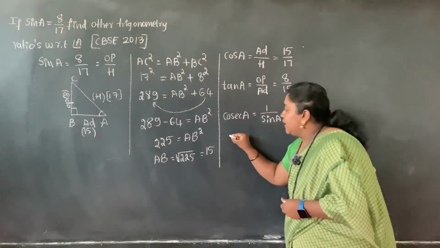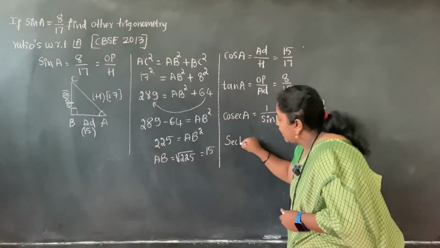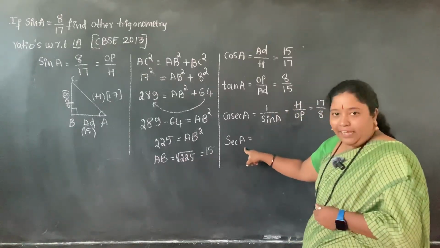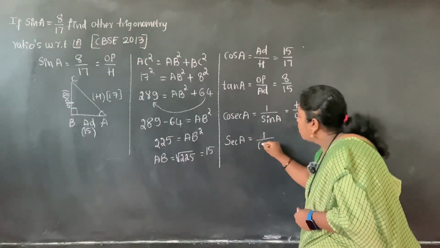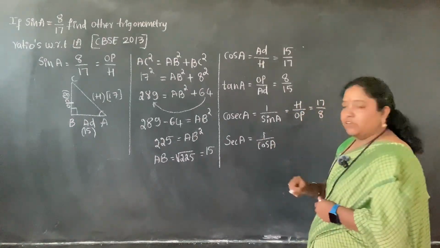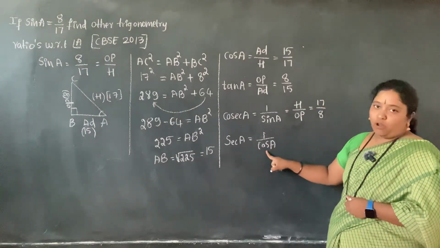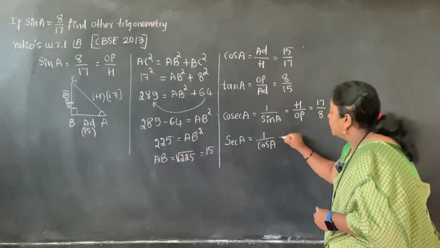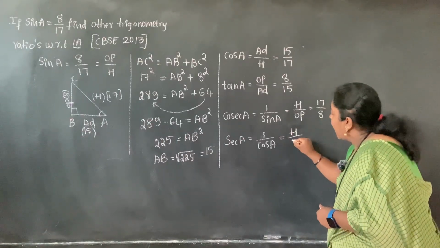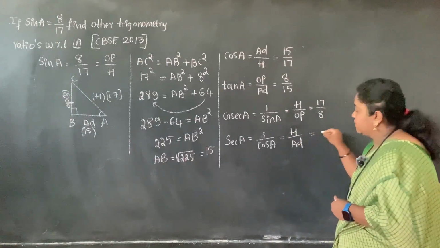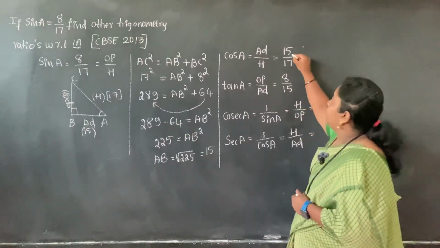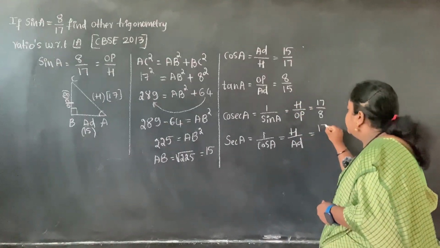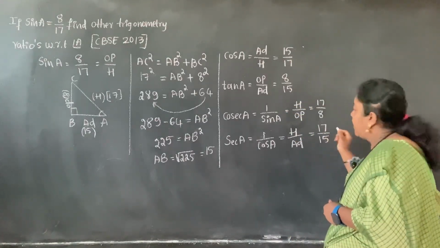Understand? Fine. Next we'll go to sec A, and you know that sec is the reciprocal of cos. If cos is adjacent by hypotenuse, then sec can be written as hypotenuse by adjacent. Reciprocal, dears. If it is 15 by 17, then it will be 17 by 15.